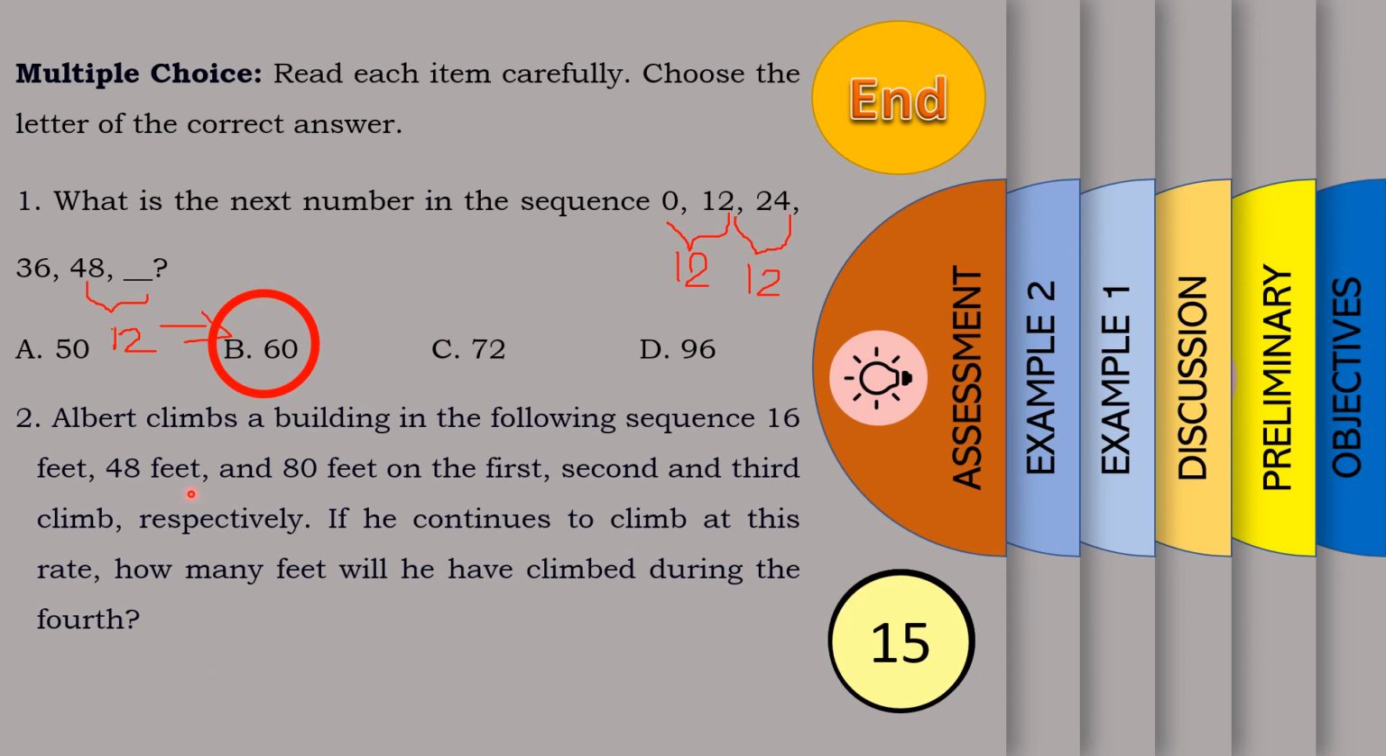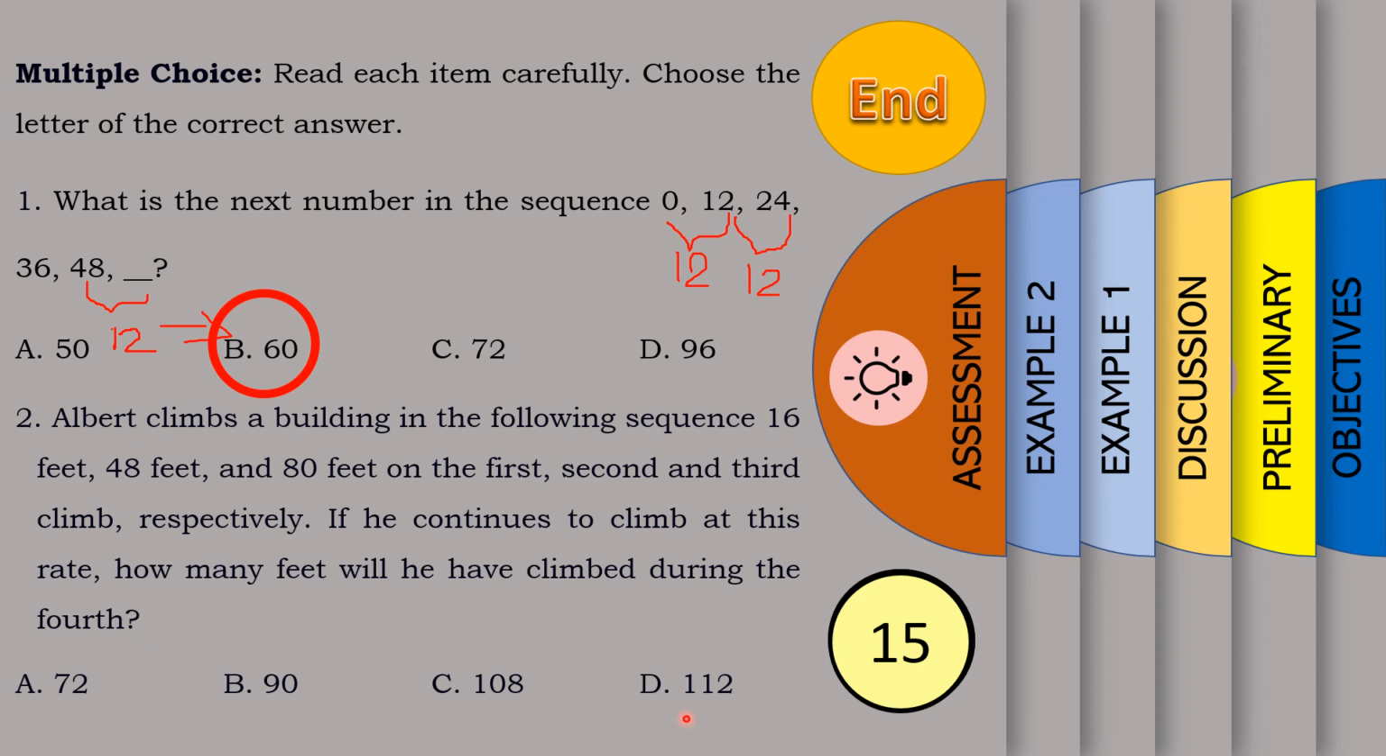Albert climbs a building in the following sequence: 16 feet, 48 feet, 80 feet, on the first, second, and third climb, respectively. If he continues to climb at this rate, how many feet will he have climbed during the fourth? Is it A, 72, B, 90, C, 108, or D, 112?